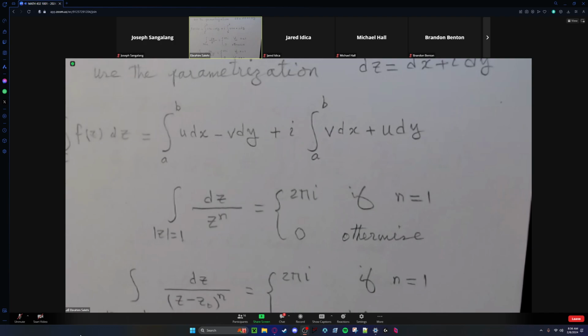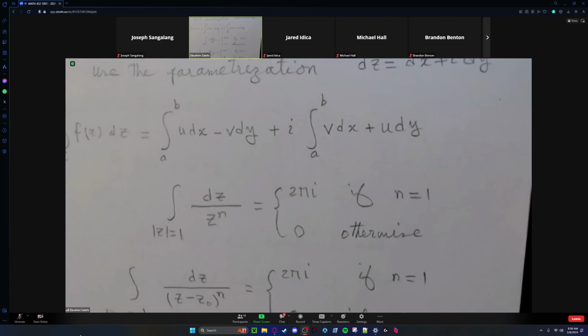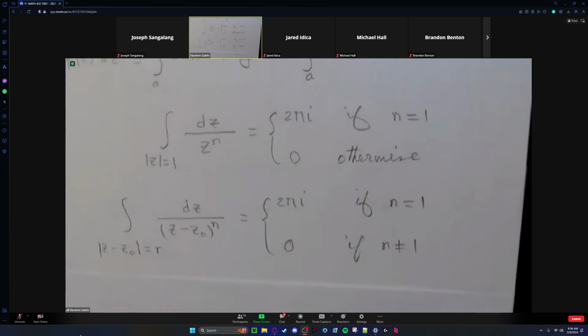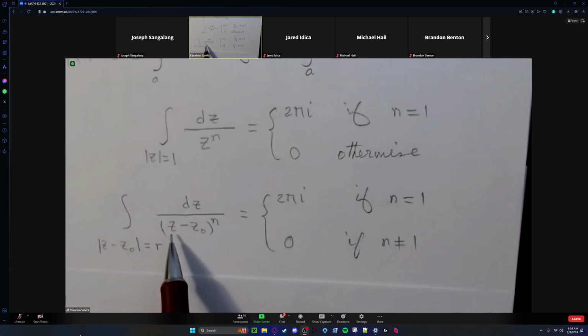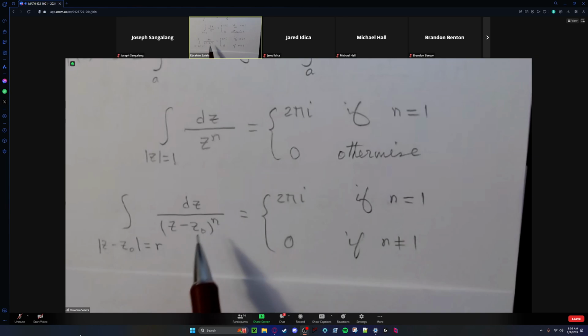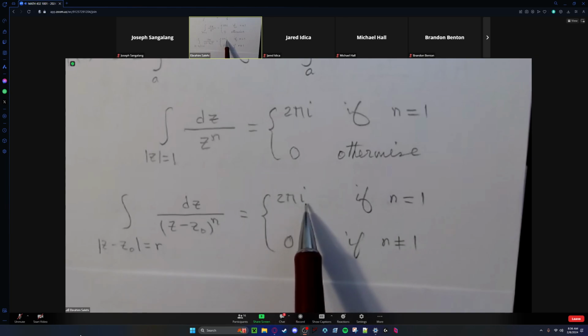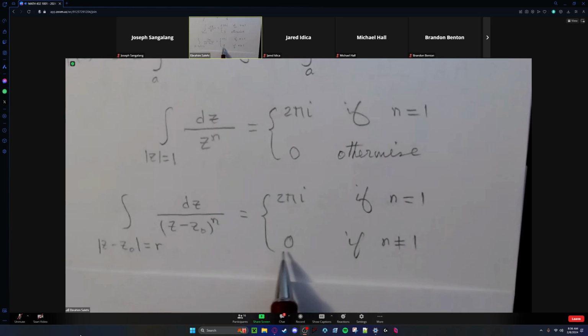Then the question was, what if the center is not 0? Let's say the center is at a point in the complex plane. Then you need to integrate over a circle centered at the same point. Radius, again, doesn't matter, right? When n is 1, you get 2 pi i. When n is different from 1, you get 0, okay?